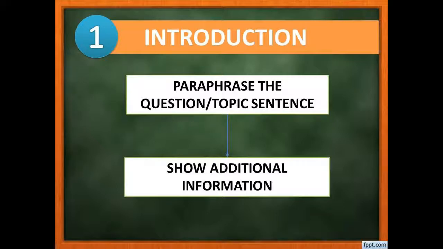When we make our introduction in this writing task 1, we have to first paraphrase the question or topic sentence. What does it mean? You have to write the topic sentence in your own words. Use synonyms. Change sentence structure and write it in a different way. Do not copy the question exactly. And the second one is to show additional information. Look for unit of measurement. If not, specify the important variables in the topic sentence or statement.